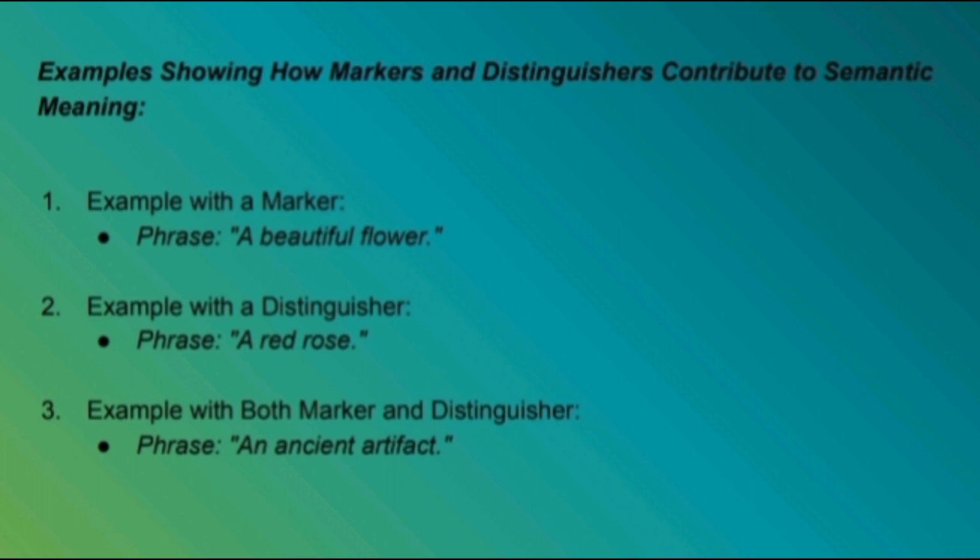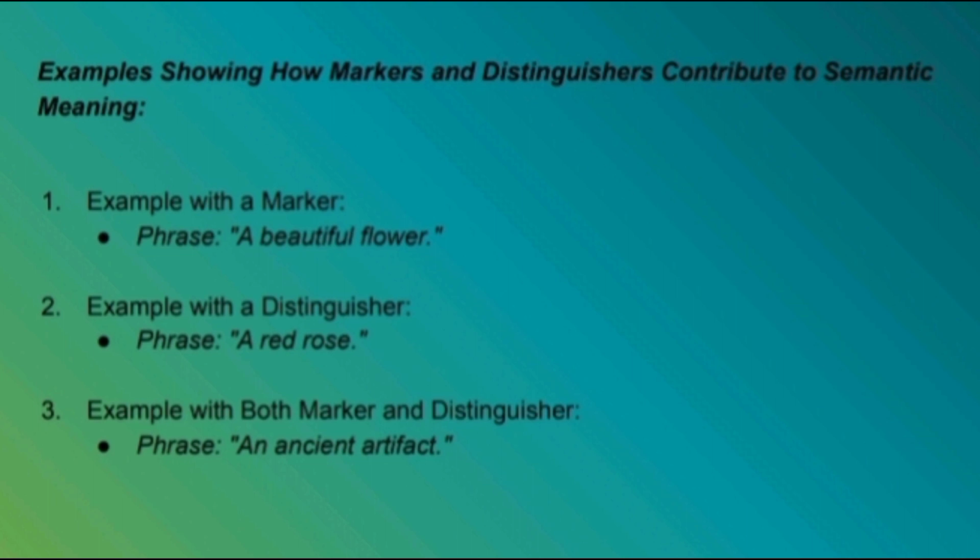And for the example with a distinguisher, the phrase a red rose, here the word rose serves as a marker representing the general concept of a flower. The adjective red acts as a distinguisher, providing specific information about the color of the rose, adding a distinct quality to the basic concept. And the third one, example with both marker and distinguisher phrase.